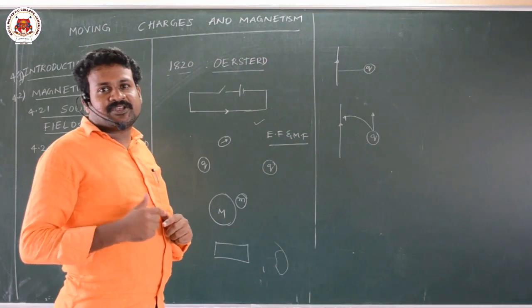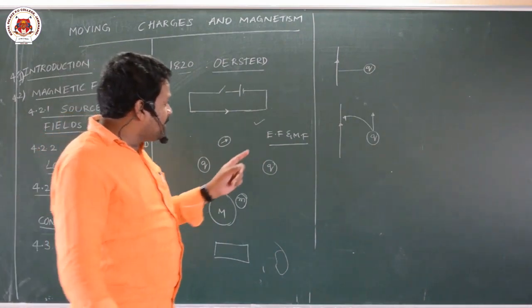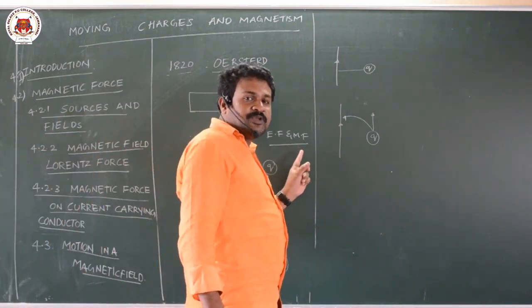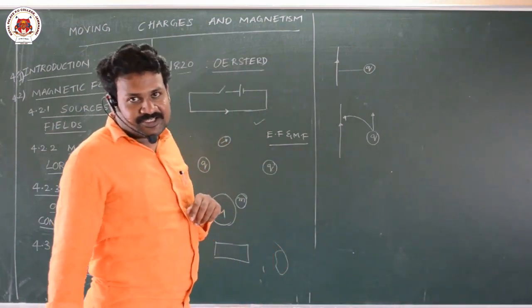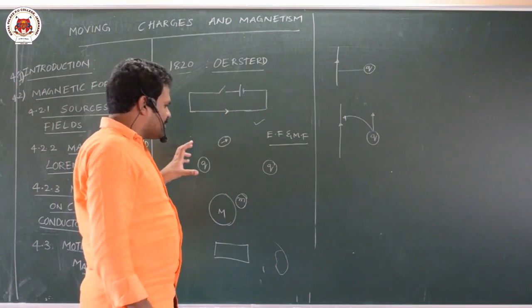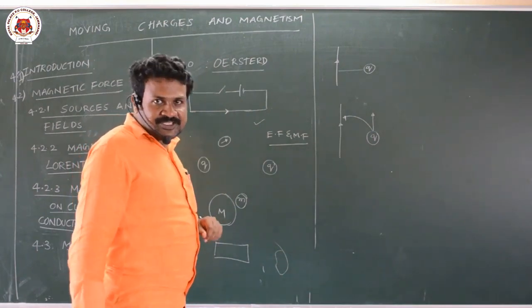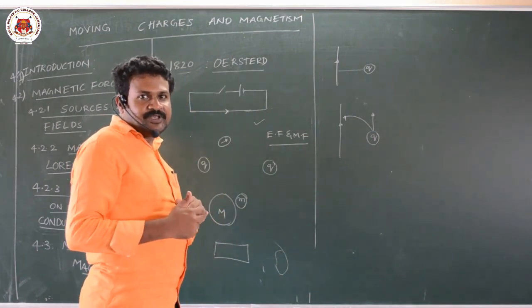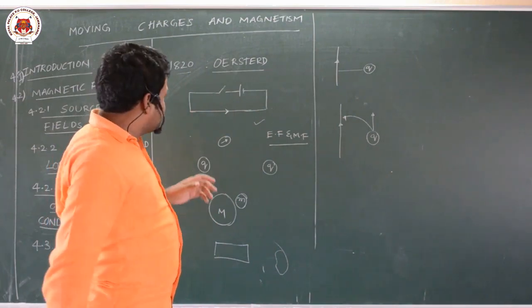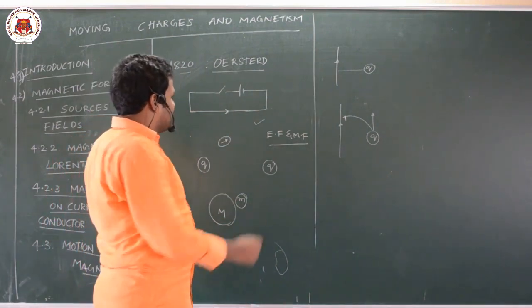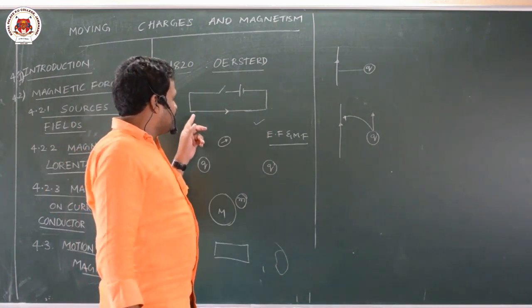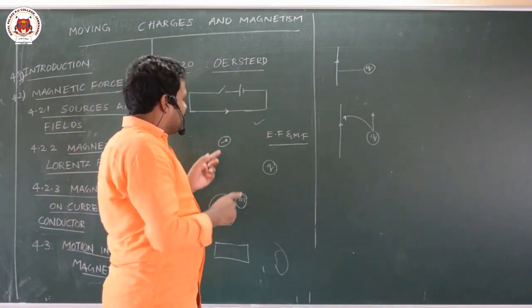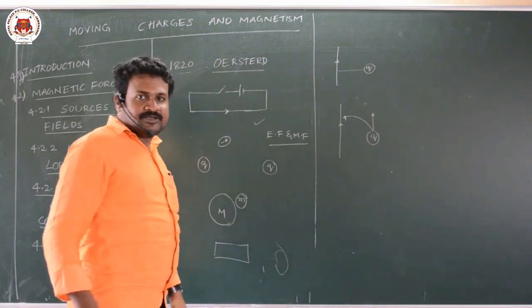Time variation of electric field produces magnetic field. Time variation of magnetic field will produce electric field. That we will see in electromagnetic induction. So this whole topic comes under electromagnetism, where we study the relationship between electric field and magnetic field. We got electromagnetism because of the person called Oersted. He showed that when a current carrying conductor is present, there is a magnetic deflection.